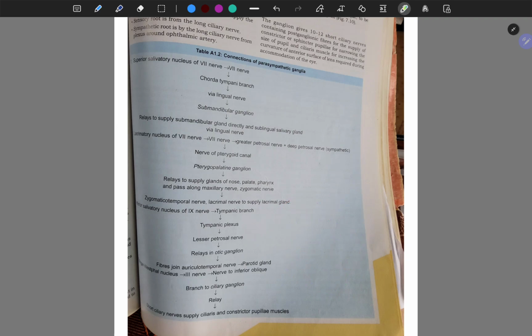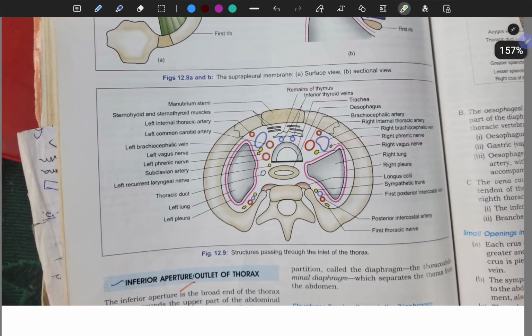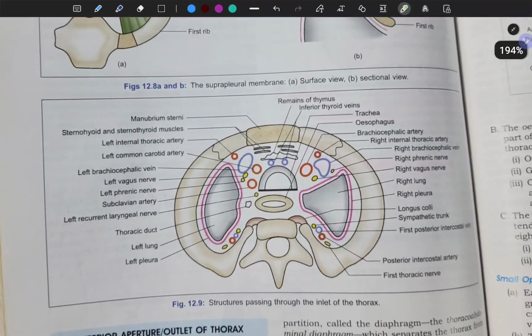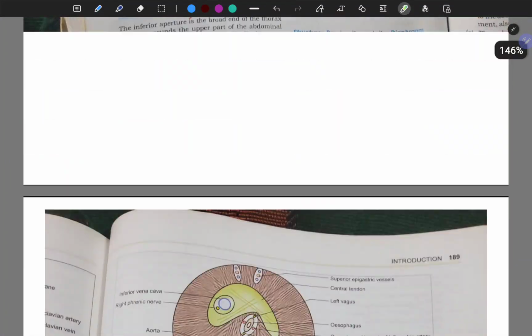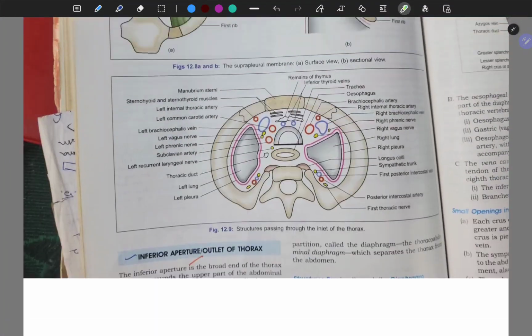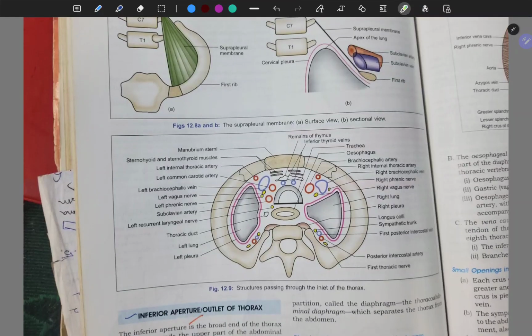A very important one. One question they asked you about the inlet of thorax. A very important point I want you to remember here is the structures passing through the inlet of thorax. Here the anatomical landmarks: vertebra, trachea, esophagus. So remember 3 points. If you know the carotid sheath, you will be able to understand this very clearly.